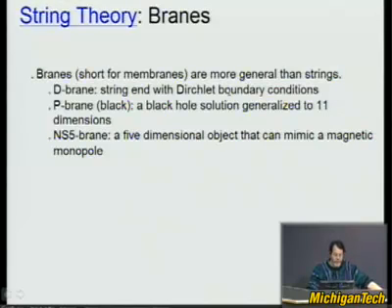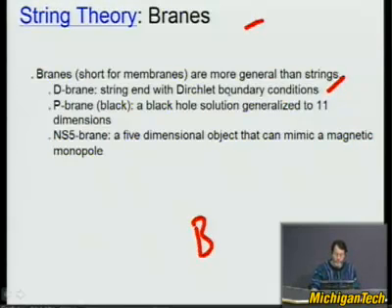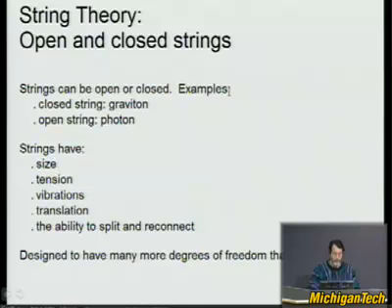In general, branes, short for membranes, are more general than strings. There's something called a D-brane, which is a string end with the Dirichlet boundary conditions. You can look that up. I should have linked that. A P-brane is a black hole solution generalized to 11 spatial dimensions. And an NS5 brane is a 5-dimensional object that can mimic a magnetic monopole. So there's certain things you can do with strings. Branes are more general. There's also something called the bulk, which is the general space of the higher spatial dimensions and time. And branes exist in the bulk.